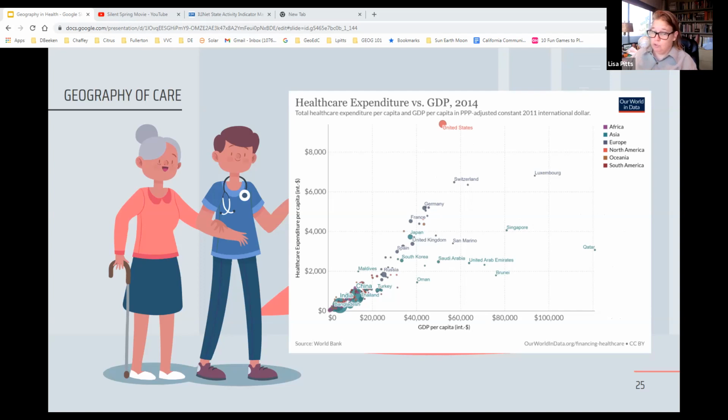So we spend the most versus Qatar. They have a lot of money, but they don't spend a lot of money. So yeah, it's kind of interesting.